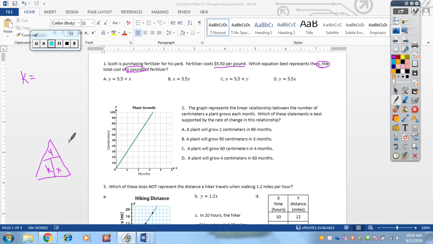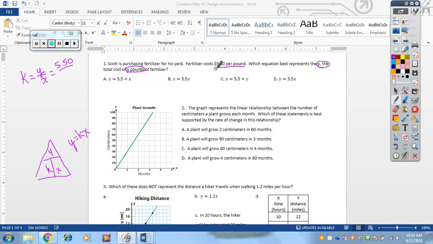And we know that Y equals K times X. So if it's adding or subtracting, you can cross it off right now. Then you need to find the constant. How much does the fertilizer cost? Right? Y was the cost, and X is the pounds.